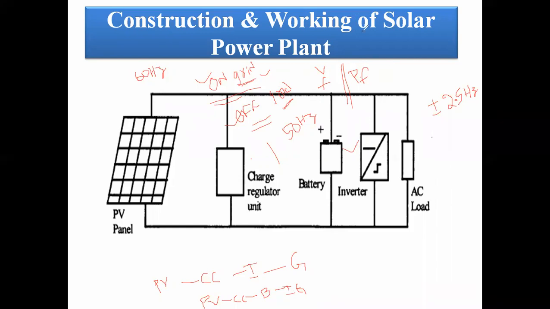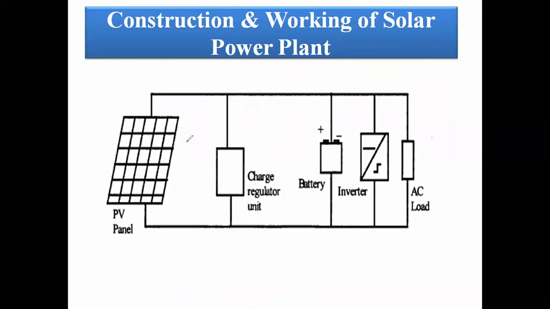In this, how they are generating the power: in the PV panel, the photovoltaic panel, the material used is of three types. One is monocrystalline, another is polycrystalline, and the next is amorphous. For power generation, they use two of them: monocrystalline and polycrystalline.